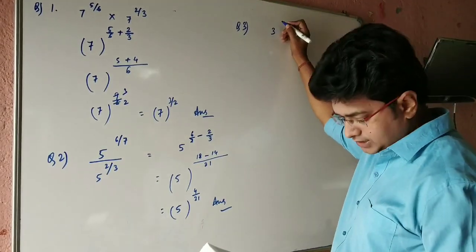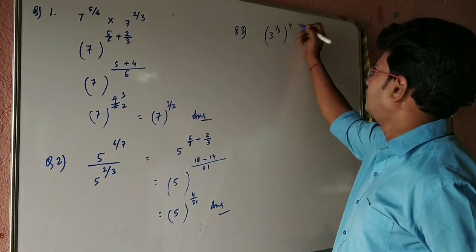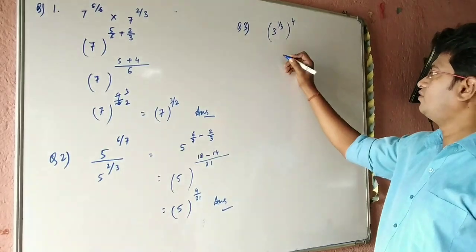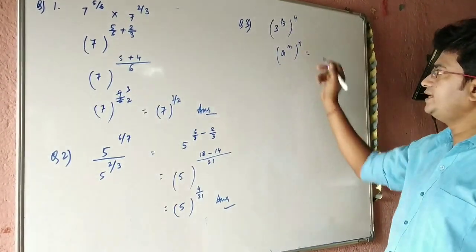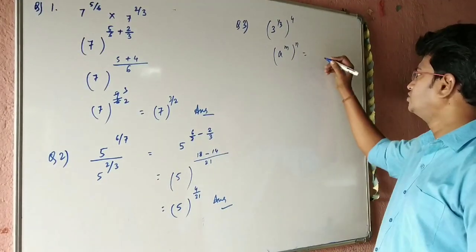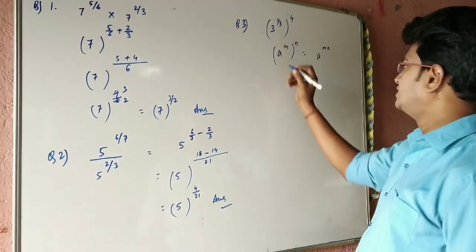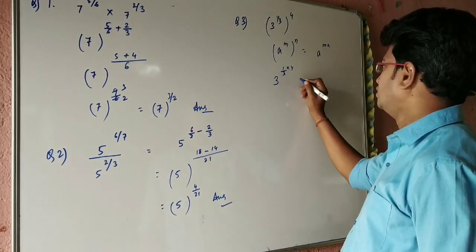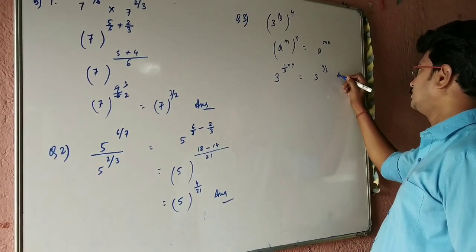3 to the power 1 by 3, whole to the power 4. Here we are going to use the formula that I have given: (a to the power m) whole to the power n. We need to simply multiply the powers, so it is a to the power mn. So here 3 to the power 1 by 3 into 4 becomes 3 to the power 4 by 3. This becomes the answer.